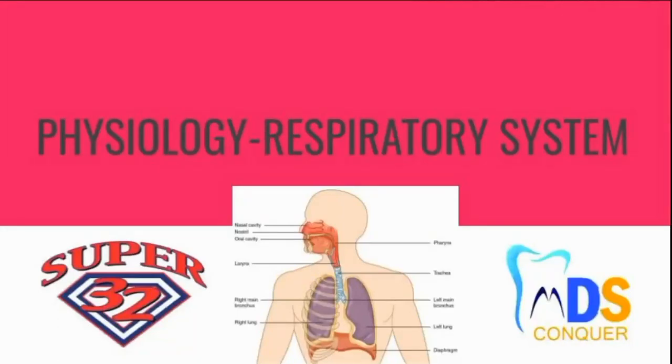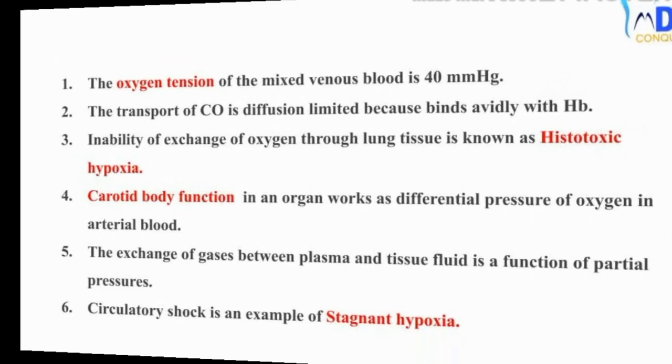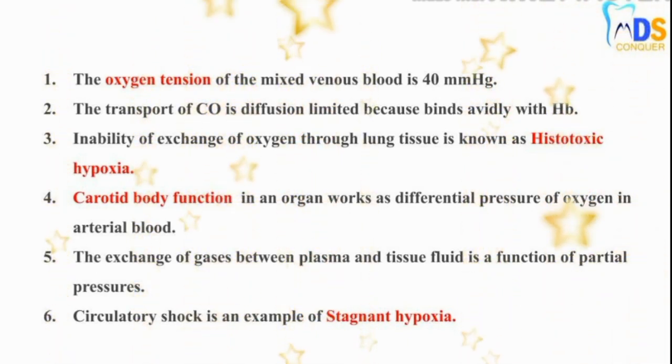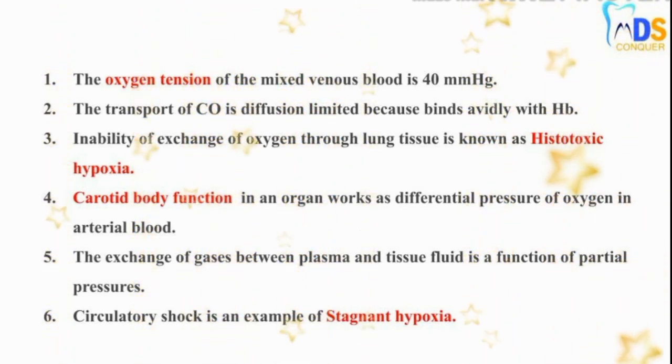In this 32 series, we are going to discuss some important points regarding physiology of respiratory system. Point number 1. The oxygen tension of the mixed venous blood is 40 mmHg. Number 2. The transport of carbon monoxide is diffusion limited because it binds avidly with haemoglobin.